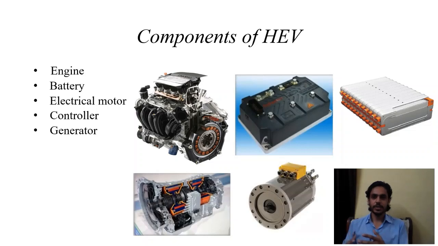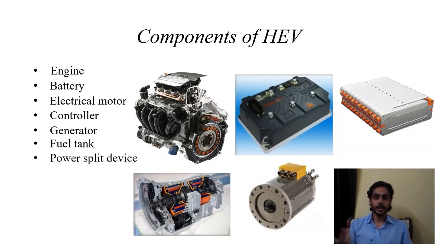Then we have a generator, which converts the mechanical energy of the engine into electrical energy, which can be used by the electric motor or stored in the battery. It is also used to start the gasoline engine instantly. Then we have a fuel tank. It is used to store the fuel that would be used by our engine. Then we have the power split device. Then we also have the body and chassis.